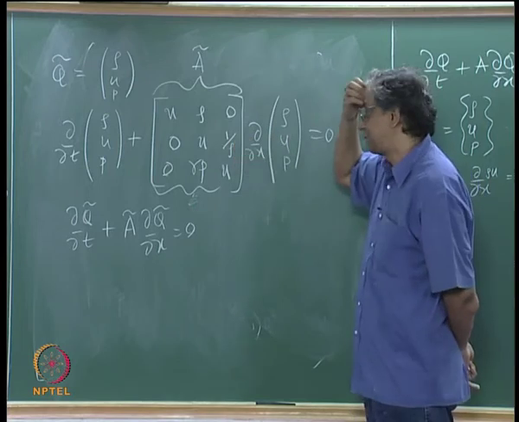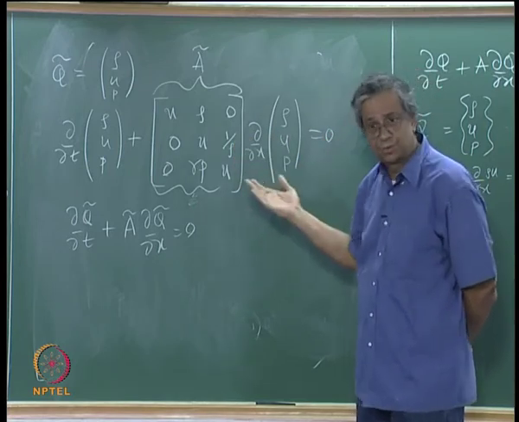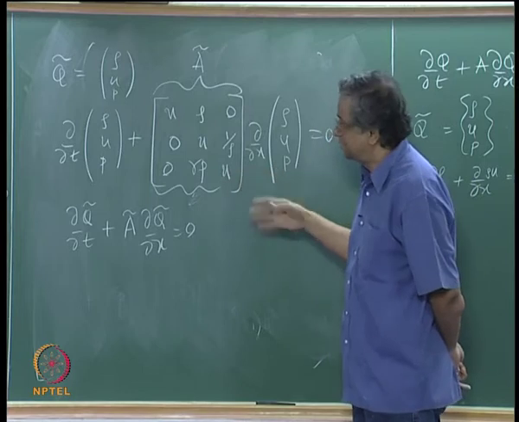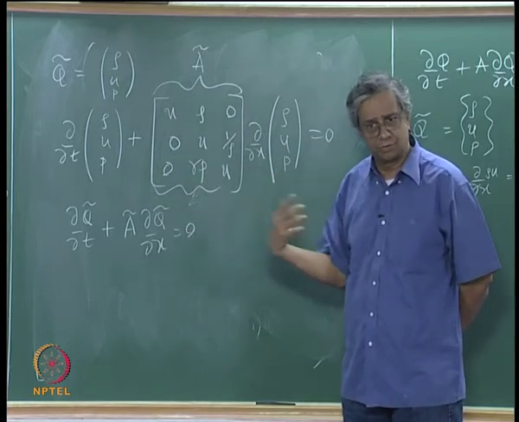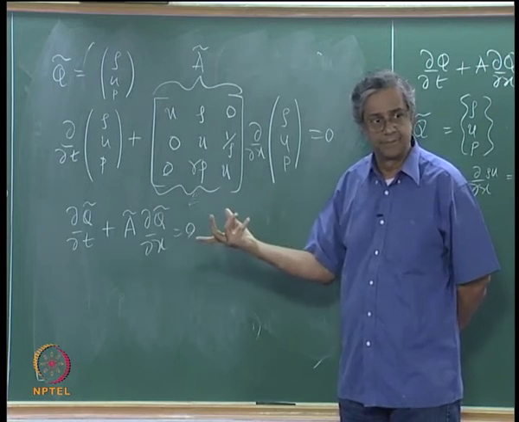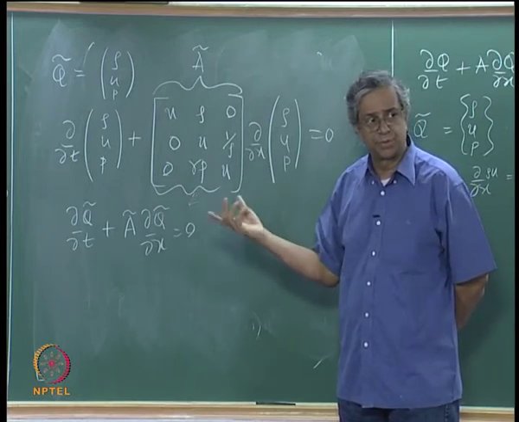Okay. So we have to obviously get a more systematic way by which we do this. So the question that we ask ourselves is, how did I go from q to q tilde? Is it possible for me to transform from q to q tilde?